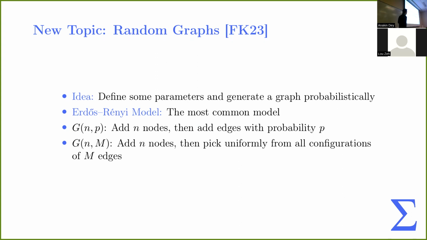Basically, what you do for these graphs is you add n nodes, and then you add edges with probability p. There's also an alternate form with n and m, where you add n nodes and then pick uniformly from all configurations of m edges. With these kinds of graphs, you're running an RNG to make a new graph, so the structure is different every time, but there are some patterns in it.